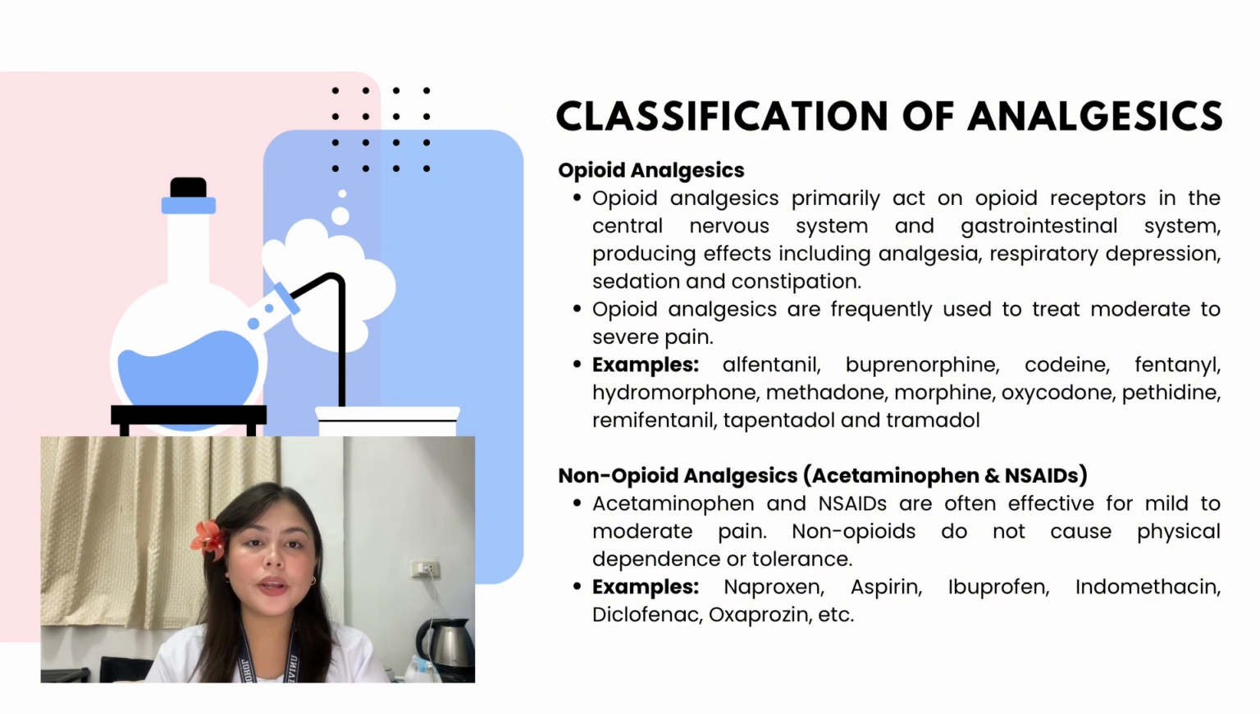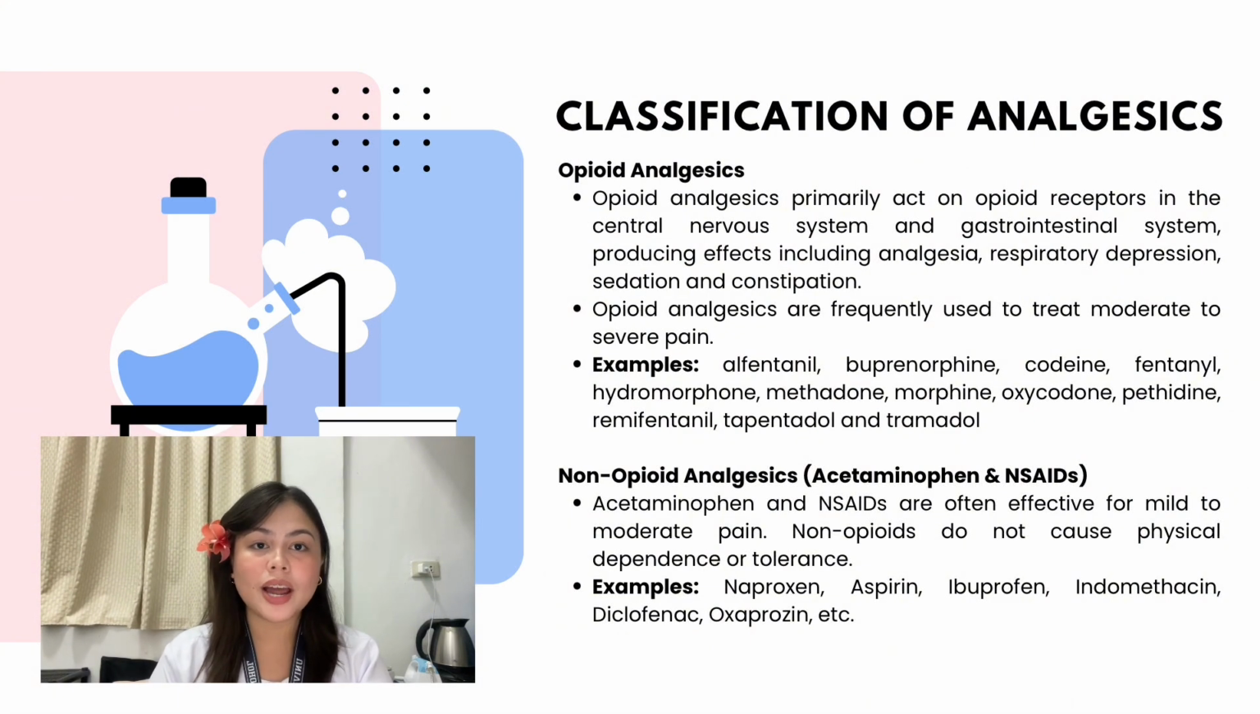First, we have the opioid analgesics. Opioid analgesics primarily act on opioid receptors in the central nervous system and gastrointestinal system, producing effects including analgesia, respiratory depression, sedation, and constipation. Opioid analgesics are frequently used to treat moderate to severe pain.